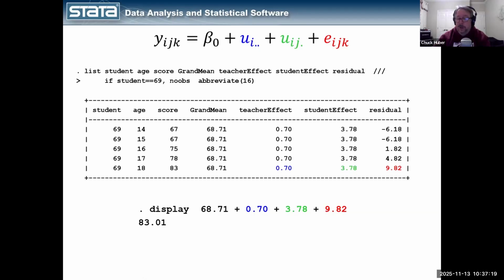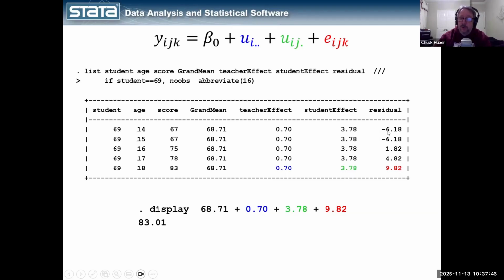So that student, and notice the teacher effect and the student effect are the same for all 5 observations, because it's the same teacher and the same student across all 5 observations. So those are the same within teacher and within student. Now the residuals, that's how far off each particular repeated observation is from the student mean. And those are different for each observation because they're taken at each age.